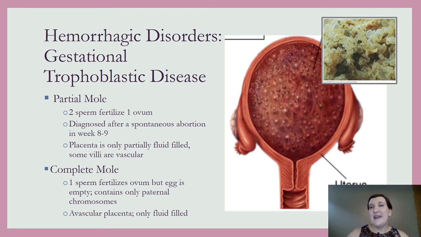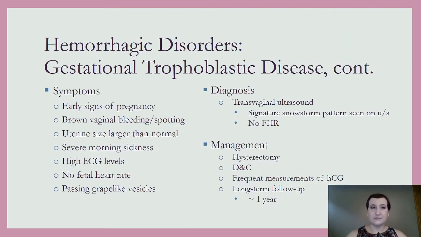When you have a complete mole, 1 sperm fertilizes the egg. Okay, so that's good. But the egg is completely empty, which is completely random. So we only have one set of chromosomes, the paternal set. And when that happens, we have a very avascular placenta, and it's only fluid filled. So again, you're going to see this earlier on in the pregnancy, those first 12 weeks.